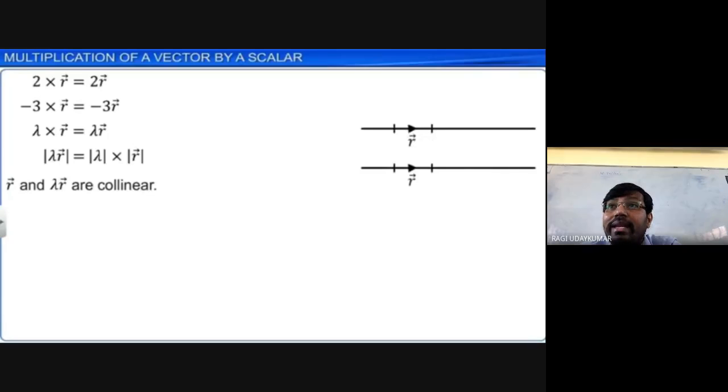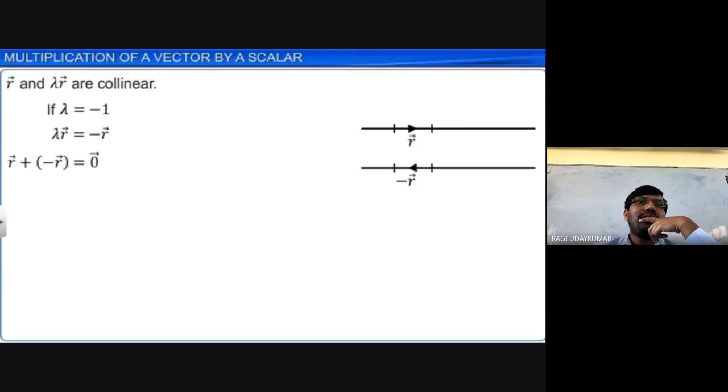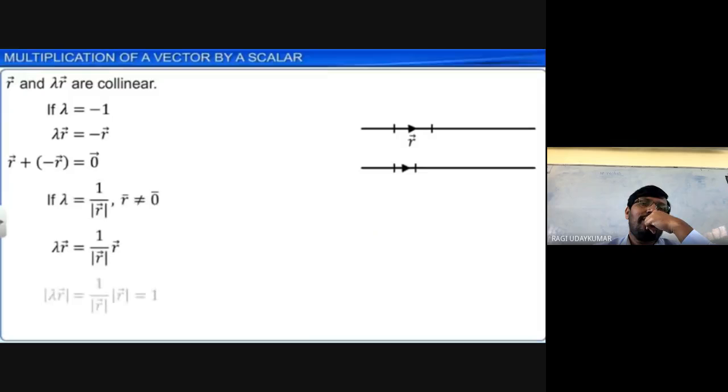Parallel vectors are also called collinear vectors, remember this normally, because we can remember it in the easiest way if I use the terminology parallel, so that's why I'm using the terminology parallel vectors. So r bar and lambda r bar are collinear. If lambda equals -1, lambda r bar is equal to minus r bar. This is called the additive inverse of the vector r bar. If we add both, we are going to get the null vector. Okay.